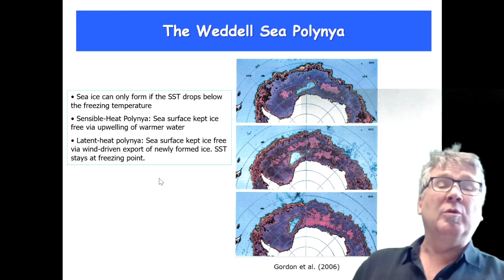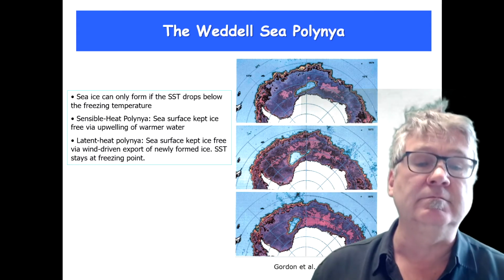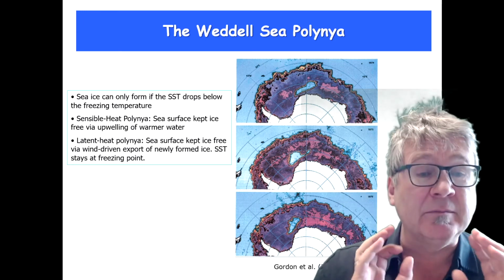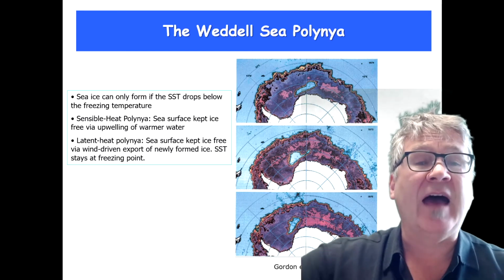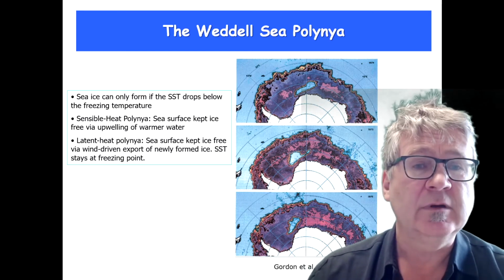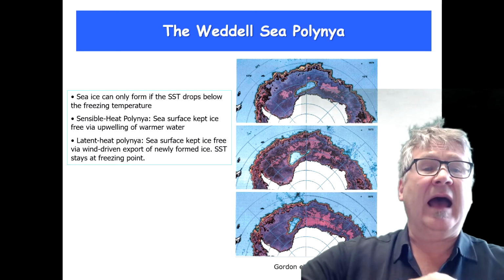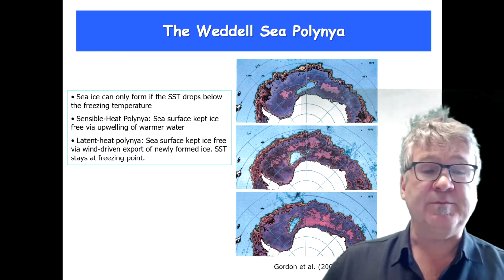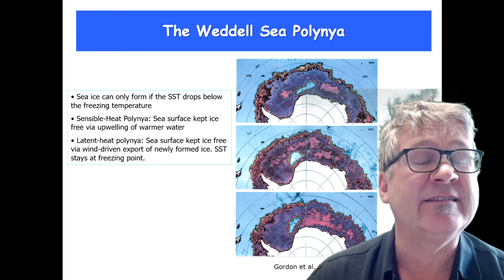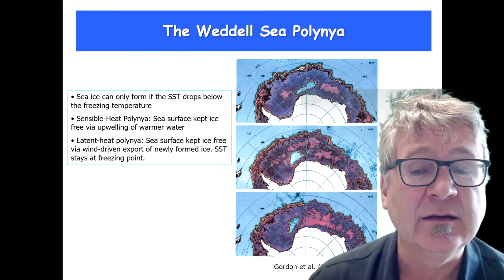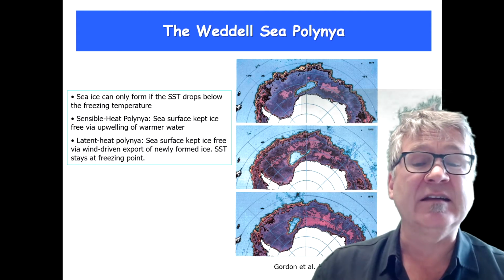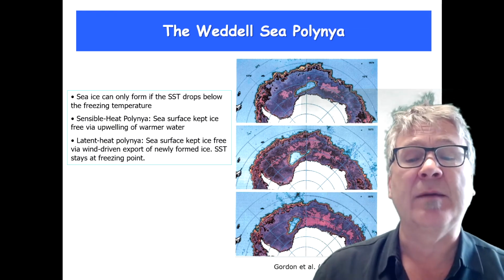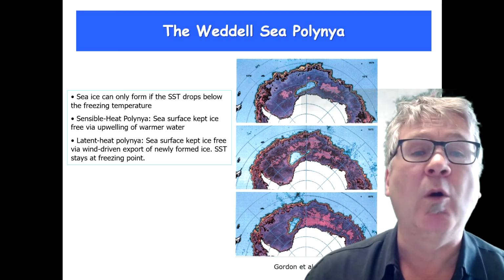This is the well-known Weddell Sea polynya. A polynya is a region of ice-free ocean in otherwise ice-covered regions of the polar seas. It's based on the fact that sea ice can only form if the sea surface temperature drops below the freezing temperature. And what we have here is something called a sensible heat polynya, where the sea surface is kept ice-free through the upwelling of warmer water.